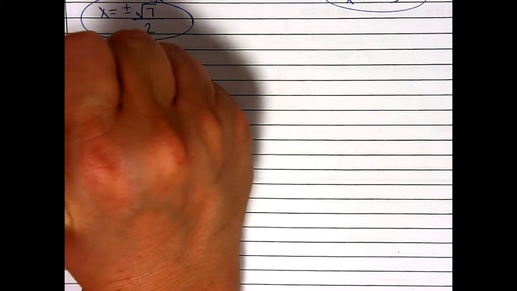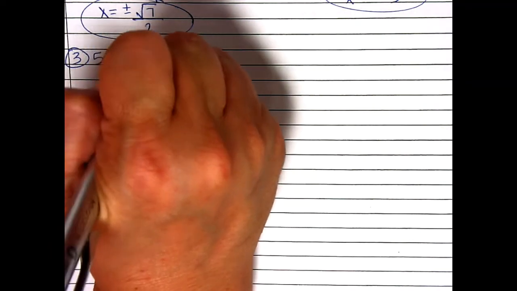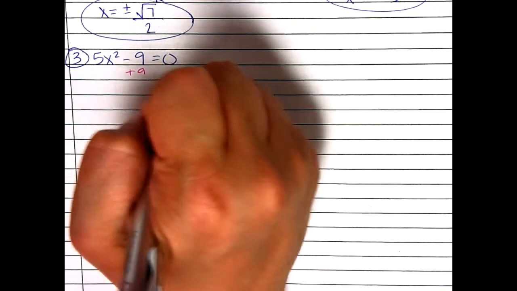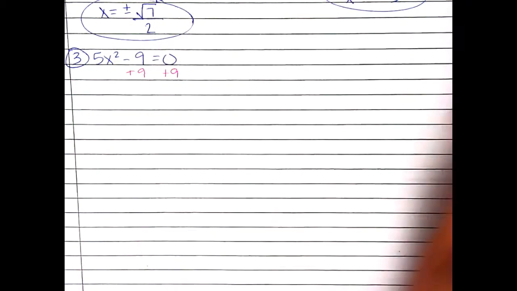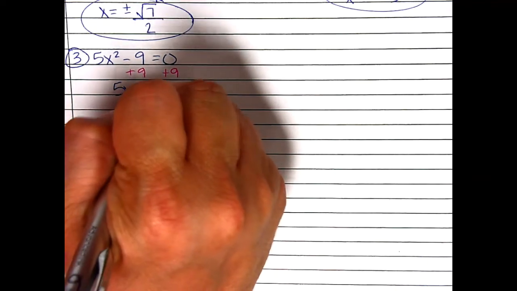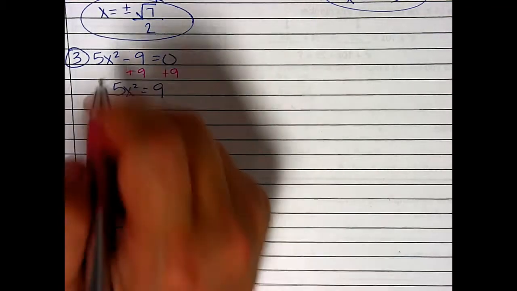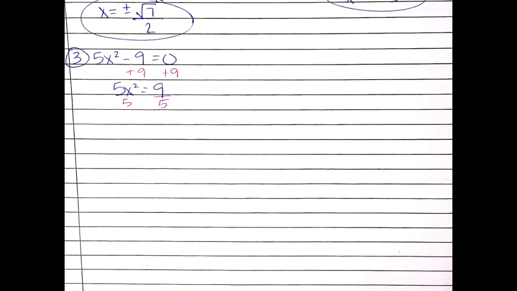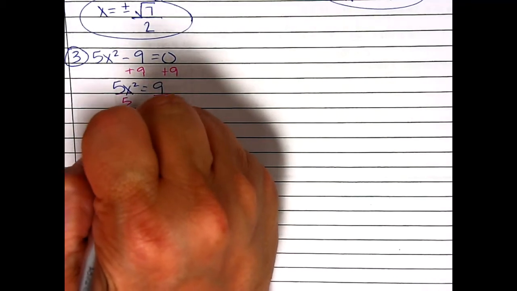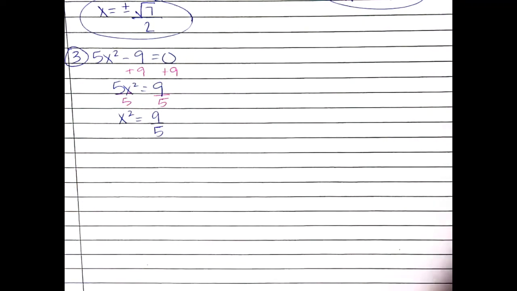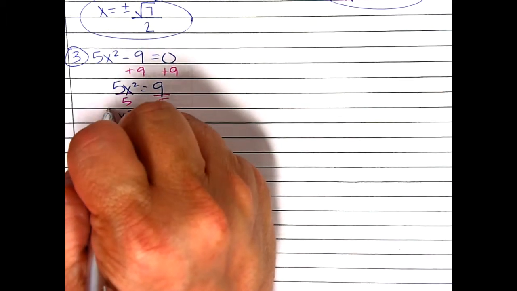Example 3 is 5x squared minus 9 equals 0. So we want to add 9 to both sides first. So I have 5x squared equals 9. Okay, I'm going to divide both sides by 5. So I have x squared equals 9/5. And now we need to take the square root of both sides.